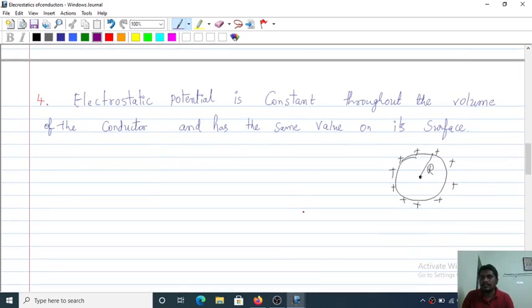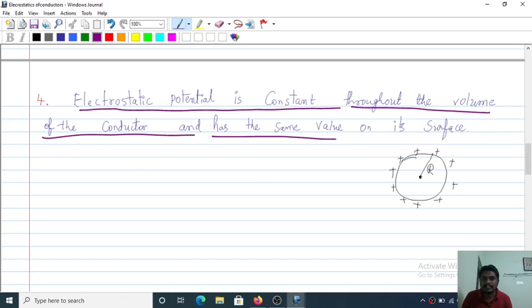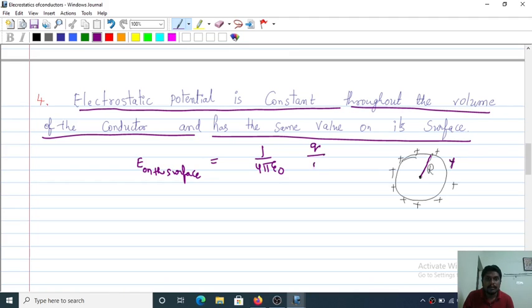Next, the fourth property: the electrostatic potential is constant throughout the volume of the conductor and has the same value on its surface. Let it be a spherical conductor. I took a charged conductor of radius r. So what is the electric potential here? From Gauss law it is clear that the electric field on the surface of the conductor is 1 by 4 pi epsilon naught q by r square.